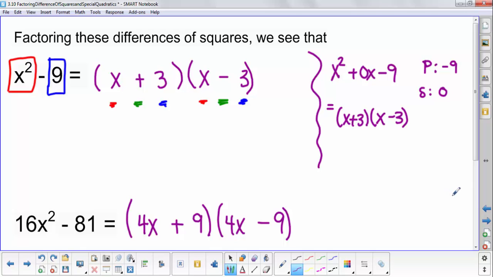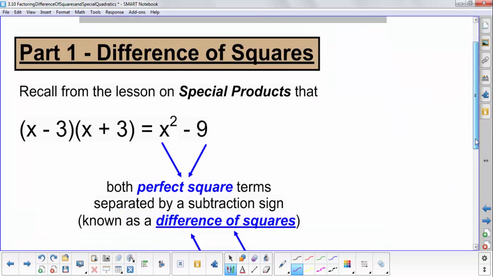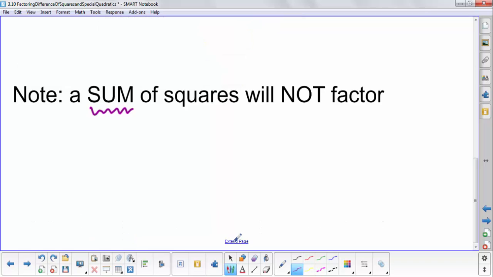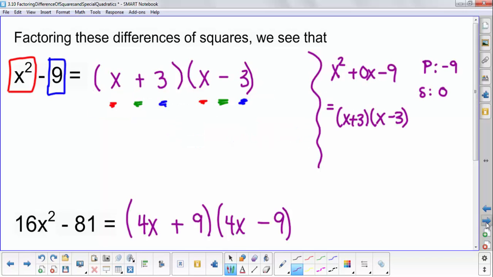I'm just going to backtrack for 1 second, and I want you to make a note that a sum of squares will not factor. So for example, a sum of squares would be, let's say, x squared plus 9. That is not factorable. Only differences of squares are factorable. Okay, so let's move on with our lesson and try a few examples.